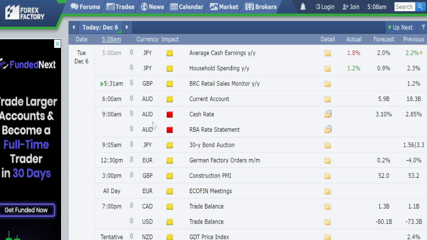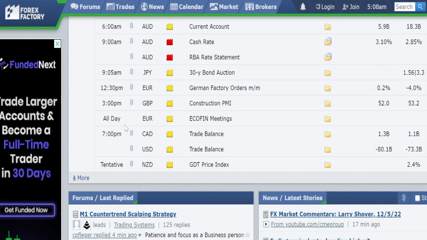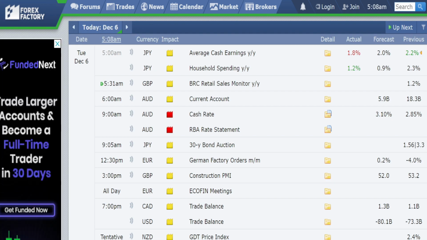We have high impacting news planned for Australian dollar related currency pairs at 9 AM. Otherwise, we don't have any high impacting news for any of the major currency pairs today. Let us proceed with our gold analysis.